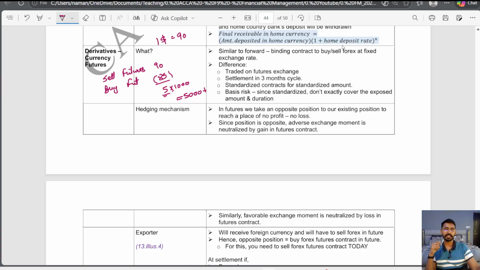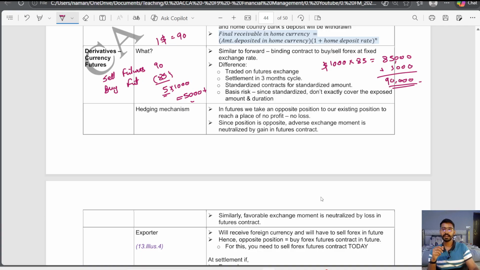And on your normal transaction, on the other hand, $1,000 you had, now the exchange rate is 85, so you can only get 85,000 here. But you have made a profit of 5,000 in futures. So your total receipt is 90,000.